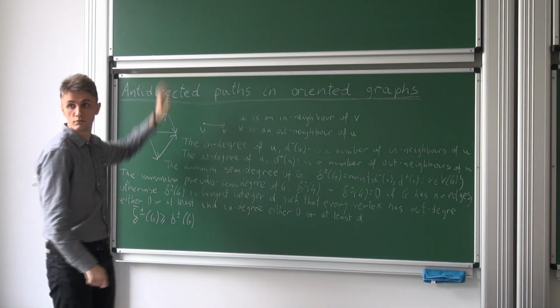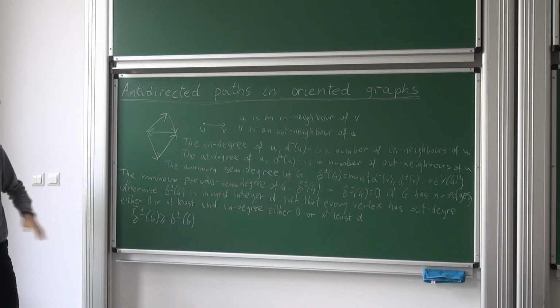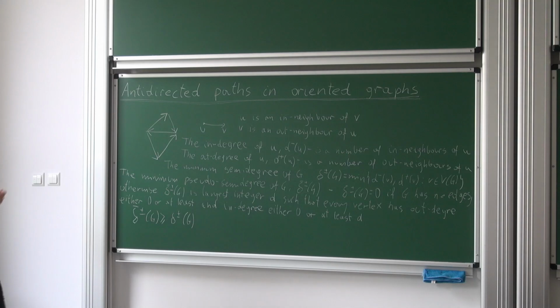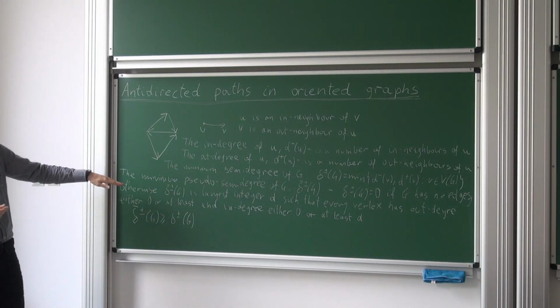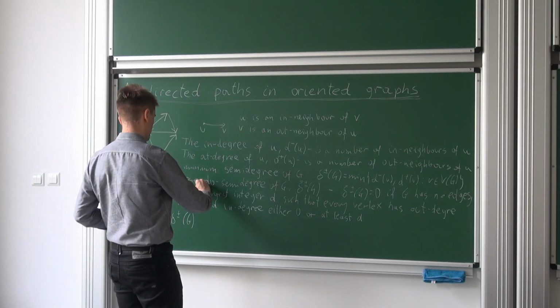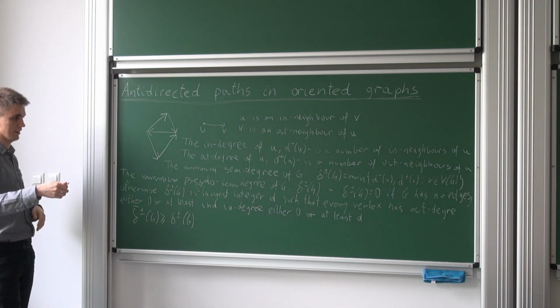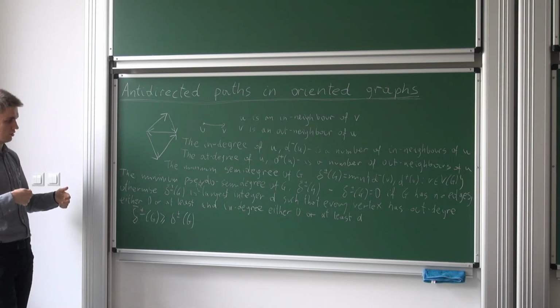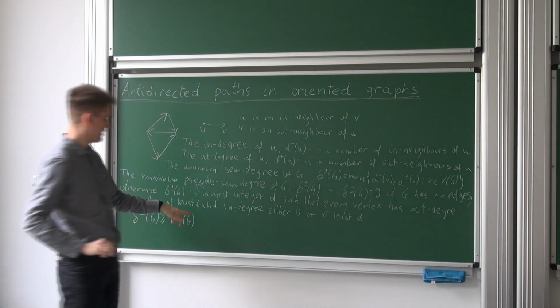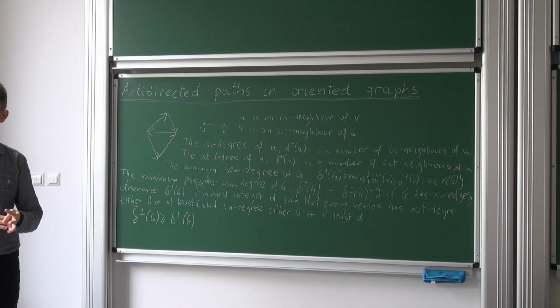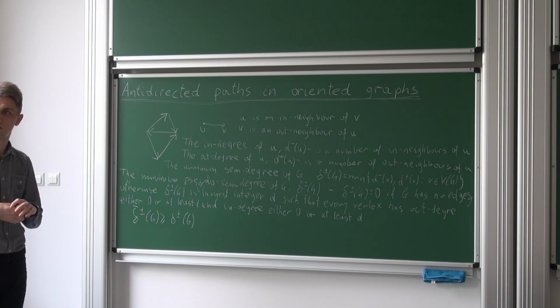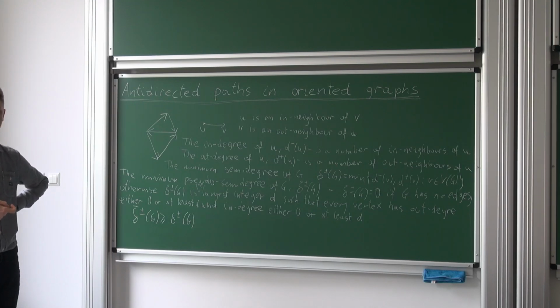Could you perhaps repeat that? The definition, yes. The minimum pseudo semidegree is 0 if G has no edges, and otherwise it is the largest integer D such that every vertex has out degree either 0 or at least D, and in degree either 0 or at least D. So if there is a vertex of out degree 1, then this pseudo semidegree minimum is 1, yes.